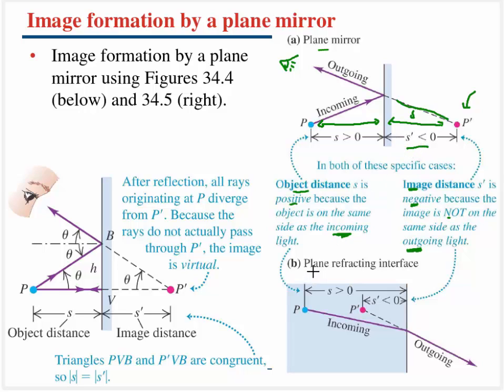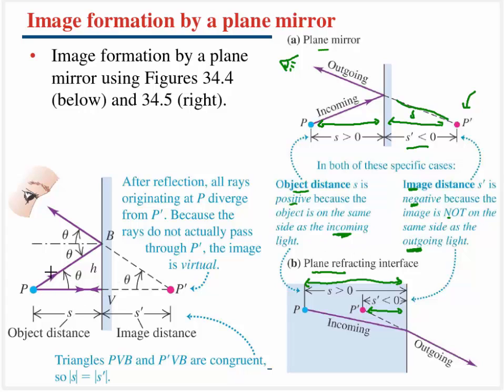Let's take a look at the case of refraction. Here we're talking about some distance. Again, it's going to be denoted by the S, and that's going to be positive because it's on the same side as the incoming. And here we have our image right here, and it's not on the same side as the outgoing light, so the image distance is actually going to be negative.